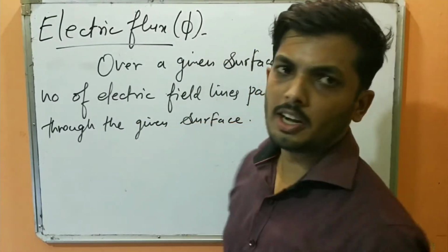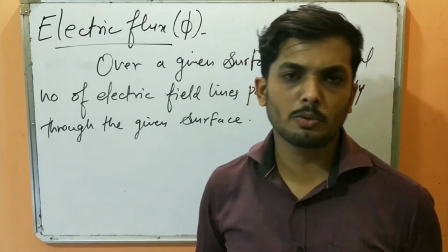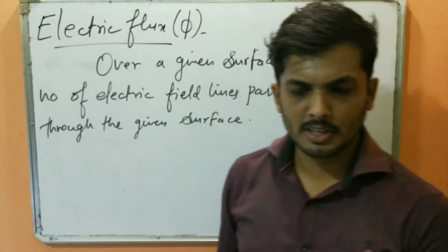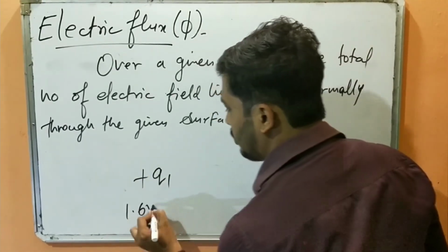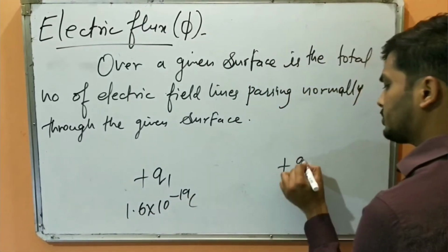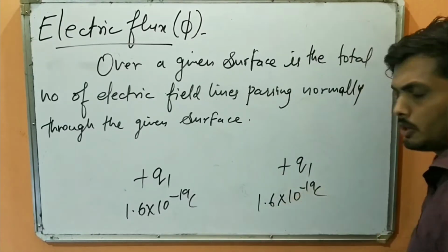So basically electric flux is nothing but the total number of electric field lines passing normally to the given surface. So it is telling me the density of the electric field lines. Let us understand how. If I have a charge +Q1 which has a magnitude of 1.6 × 10^-19 coulomb, another charge +Q1 which also has a magnitude of 1.6 × 10^-19 coulomb.